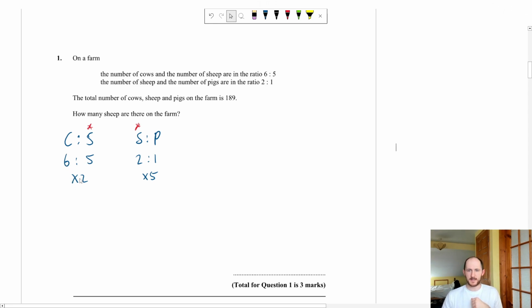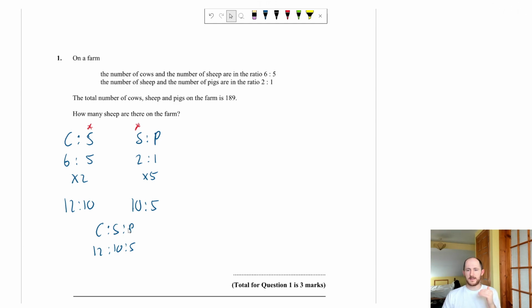But anyways, 6 to 5 now becomes 12 to 10, and 2 to 1 becomes 10 to 5. So my ratio of cows to sheep to pigs is now 12 to 10 to 5. Now what do we do? Well, what we're trying to do is share this 189 in the ratio of 12 to 10 to 5, but we only really care about the sheep, which is the 10 parts. So how many parts do I have in total? I have 12 plus 5, 17, plus 10 is 27 parts.